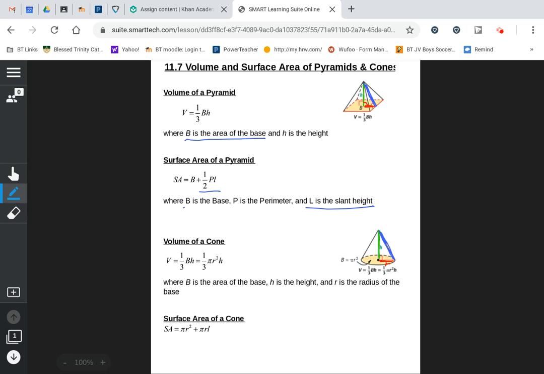Basically, the leg just stays put, and you spin the rest of it around and around. It creates a cone, and that's how they form a cone. So the area of the base, again, is pi r squared. There's my area, my base, there's my B. And the height is up and down.